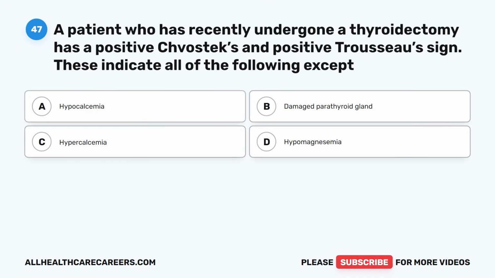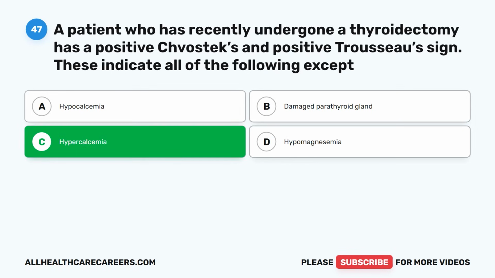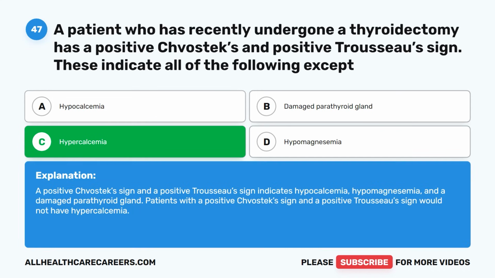Question 47. A patient who has recently undergone a thyroidectomy has a positive Chvostek's and positive Trousseau's sign. These indicate all of the following except A. Hypocalcemia, B. Damaged parathyroid gland, C. Hypercalcemia, D. Hypomagnesemia. The correct answer is C. Hypercalcemia. A positive Chvostek's sign and a positive Trousseau's sign indicates hypocalcemia, hypomagnesemia, and a damaged parathyroid gland. Patients with a positive Chvostek's sign and a positive Trousseau's sign would not have hypercalcemia.